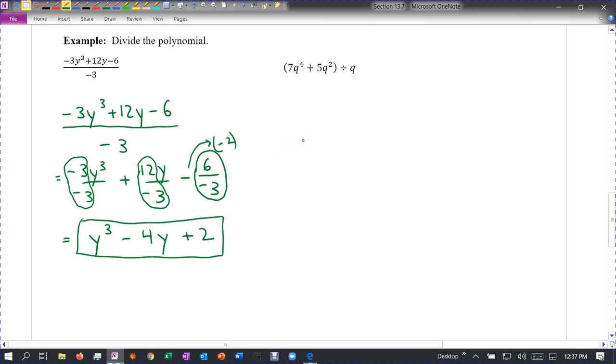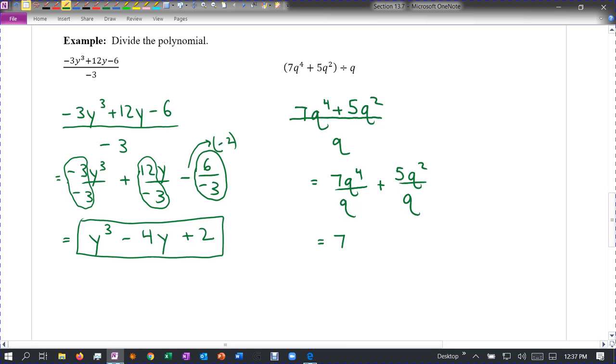Okay, this next one, this is really 7q to the 4th plus 5q squared all over q, which becomes 7q to the 4th over q plus 5q squared over q. And this becomes, let's see, we have a 7 here, nothing happens there, but q to the 4th over q to the 1st is q cubed. Plus the 5 still there, and then q squared over q, you should just get q.